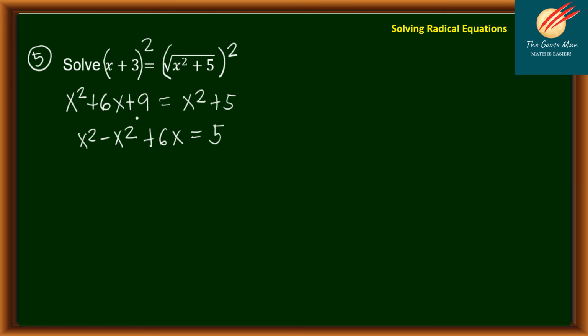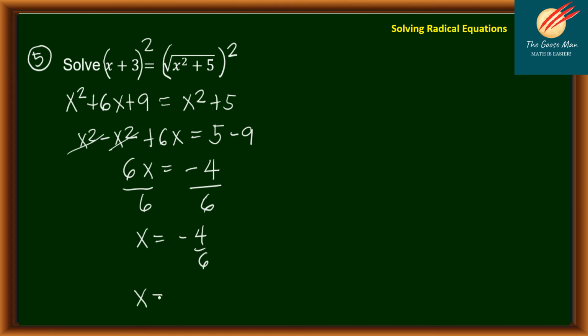This time, if I combine all the constants, I have 5, so subtract both sides by 9. So I have minus 9. Simplifying it further, I have 6x is equal to negative 4. Then divide both sides of the equation by 6. So x is equal to negative 4 over 6, or in lowest terms, x is equal to negative 2/3.